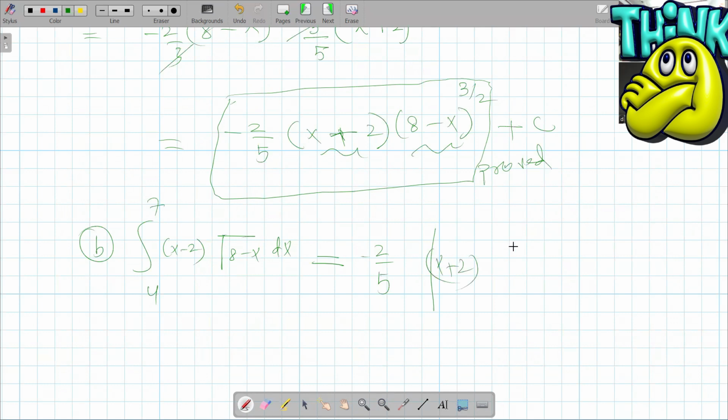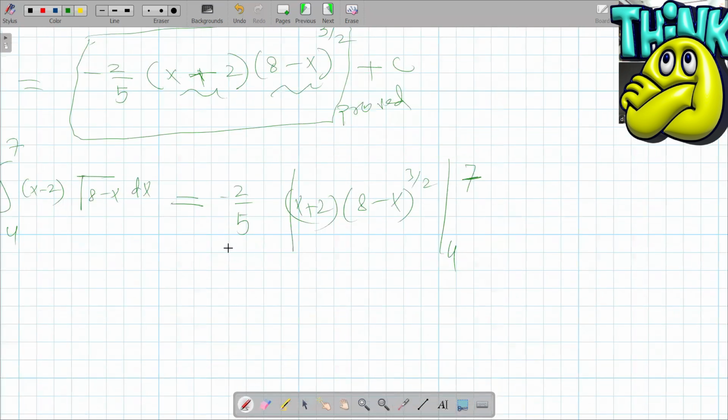X plus 2 times 8 minus x power 3 over 2. Just apply the limits. Upper limit is 7 and lower limit is 4. Because when we integrate, the constant is taken outside, even with limits. You can take the constant. Apply the upper limit.